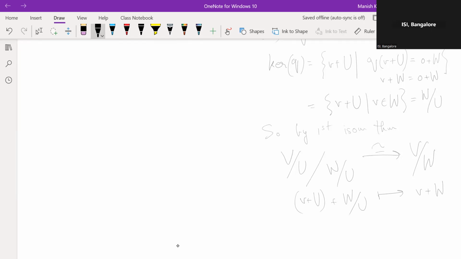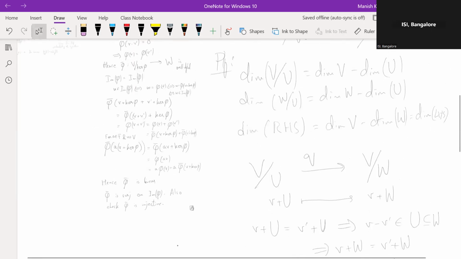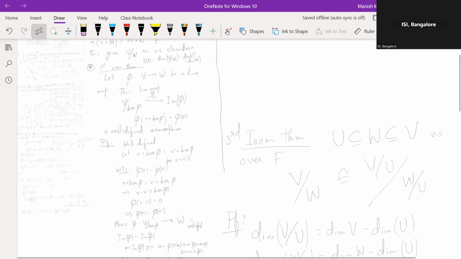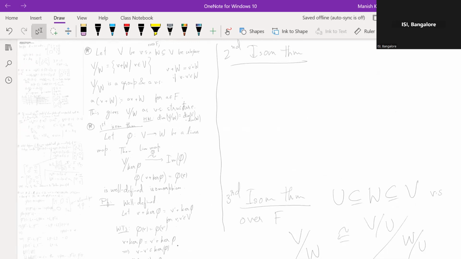Okay. So we are not just proving that these two are isomorphic, but we have given you the right isomorphism. Then there is a natural isomorphism where the left coset V plus U plus W mod U goes to V plus W. So that's the third isomorphism theorem. Now I'll have to recollect what the second isomorphism theorem is.